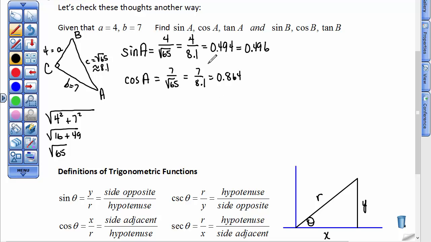Remember, these ratios represent these fractions. This is the exact form, but these are all the ways you can write the value of a trig function. The tangent of angle A is the side opposite over the side adjacent. So that's the 4 divided by the 7. And if you wanted, you could take your calculator and get 4 divided by 7 is 0.571.